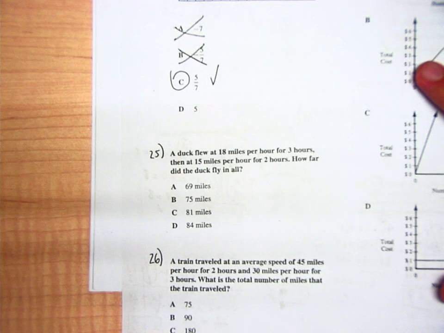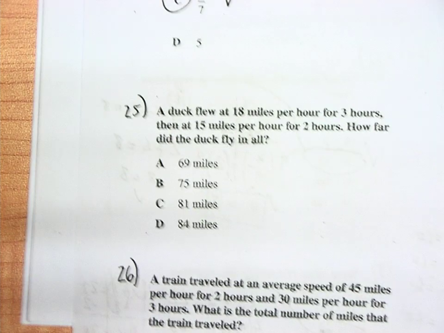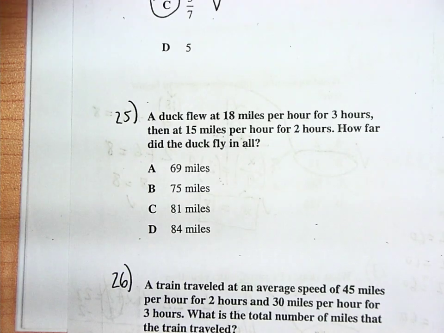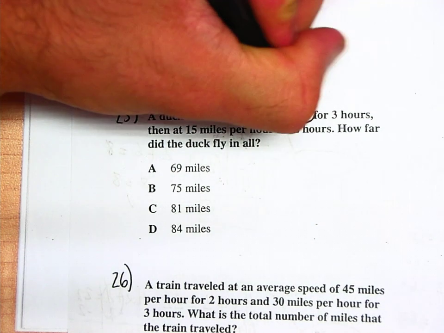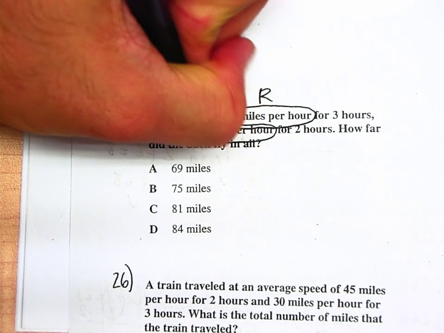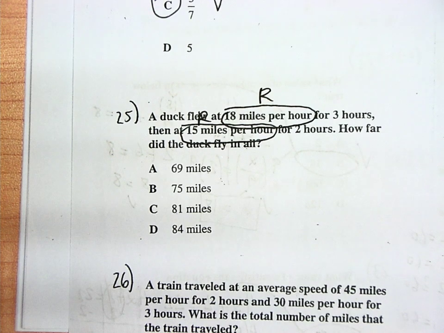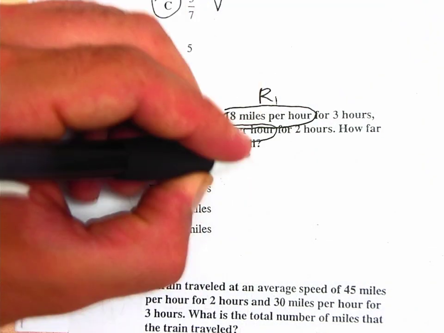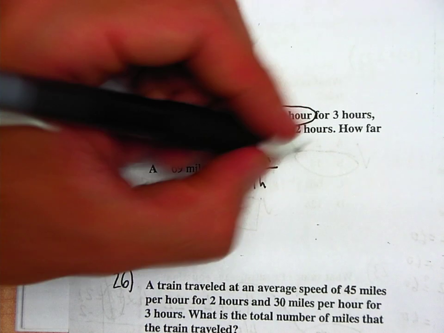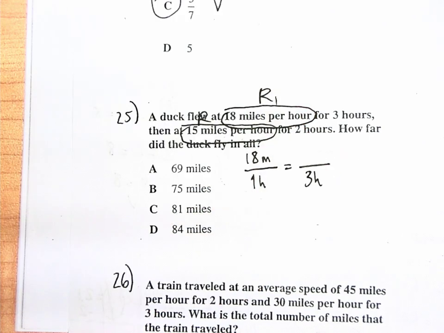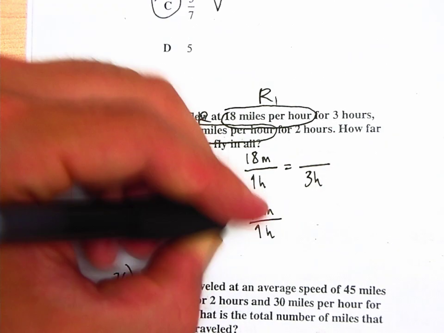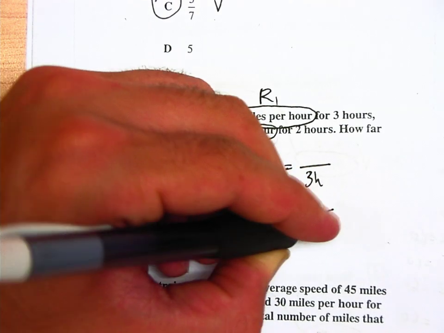Moving on, 25. A duck flew at 18 miles per hour for 3 hours, then at 15 miles per hour for 2 hours. How far did the duck fly in all? So I see 2 rates here. 18 miles per hour for 3 hours, there's my first rate. 15 miles per hour for 2 hours, that's my second rate. So I actually have 2 different proportions here. Rate 1, 18 miles per 1 hour for 3 hours. Rate 2, 15 miles per hour for 2 hours.